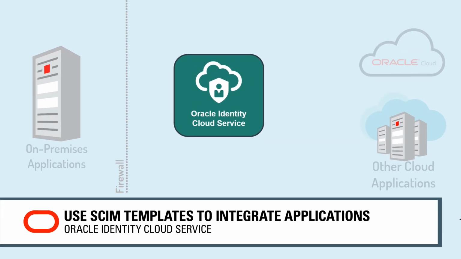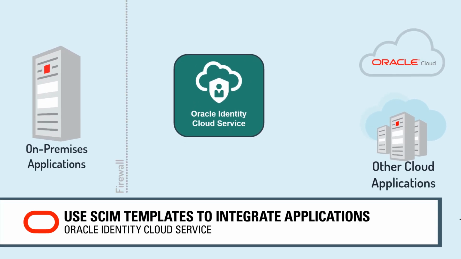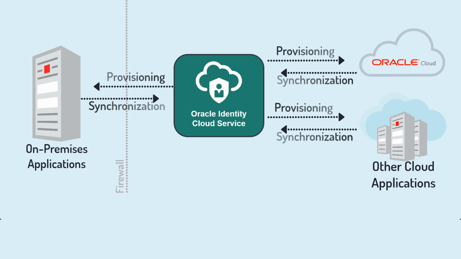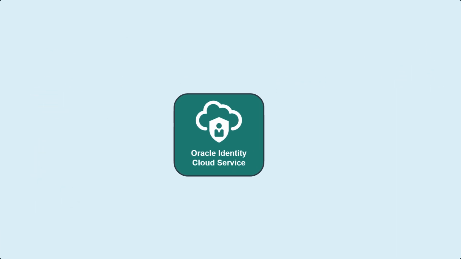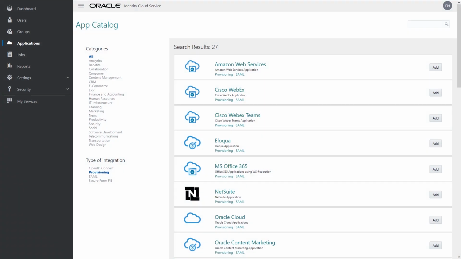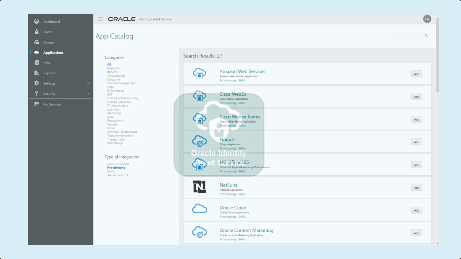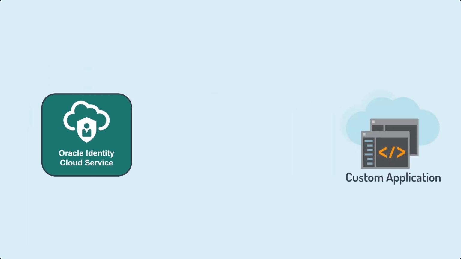You can manage users' access to applications using Oracle Identity Cloud Service by integrating your applications for user provisioning and synchronization. Oracle Identity Cloud Service's application catalog templates help you provision and synchronize users fast. If your application isn't listed, you can use one of the generic SCIM templates to enable the integration.